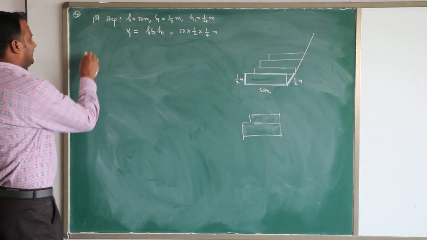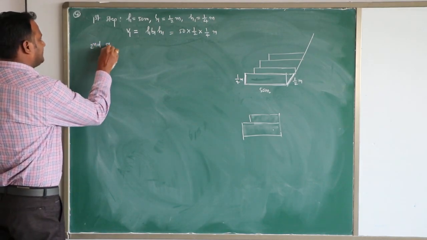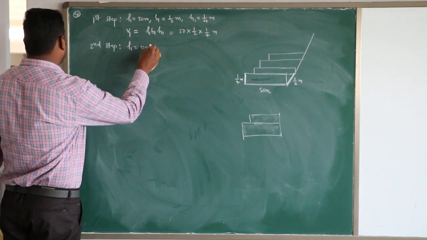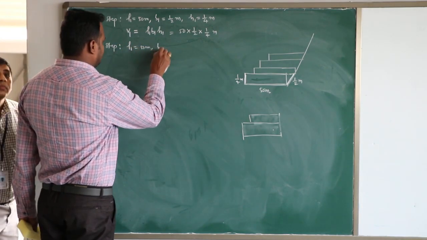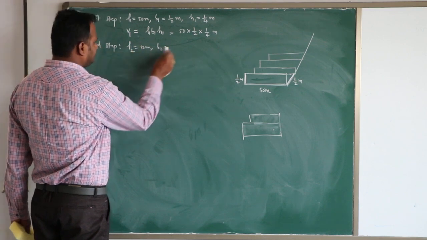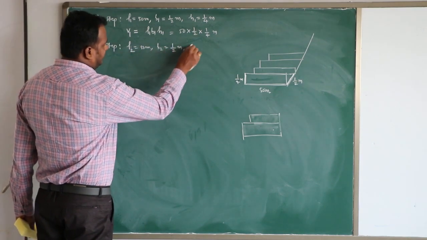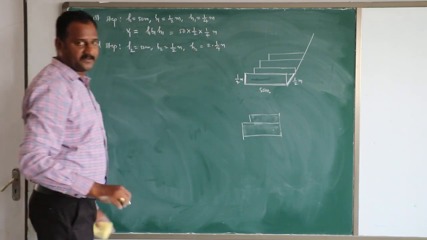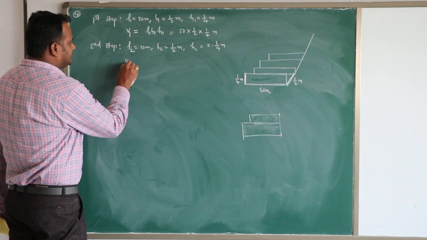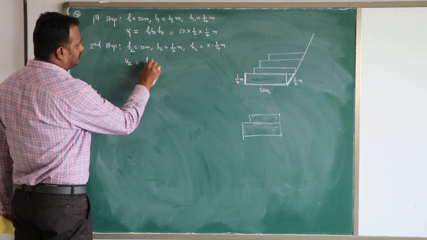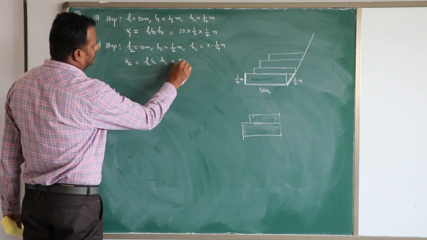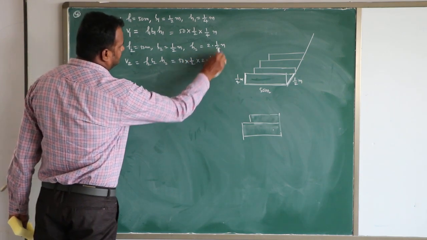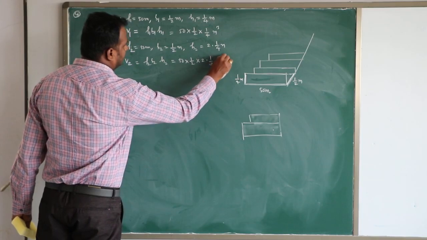Similarly, what about the second step? The second step measurements are length equal to 50 meters and breadth equal to half meter again, but the raise is equal to 2 times 1/4 meters. Then the volume of the second step is again L2, B2, H2, which is equal to 50 into half into 2 times 1/4 meter cube. So here also meter cube.